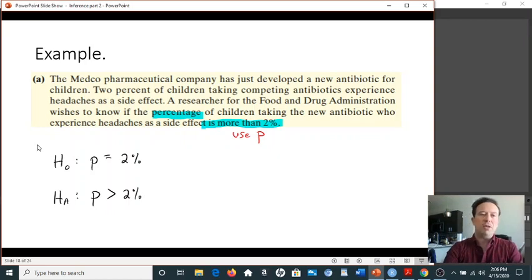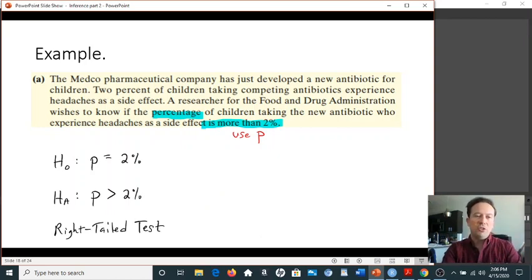So therefore, because the alternative is a greater than sign, more than, that means the alternative is going to be on the right side of the bell curve. So therefore, it's going to be a right tail test.